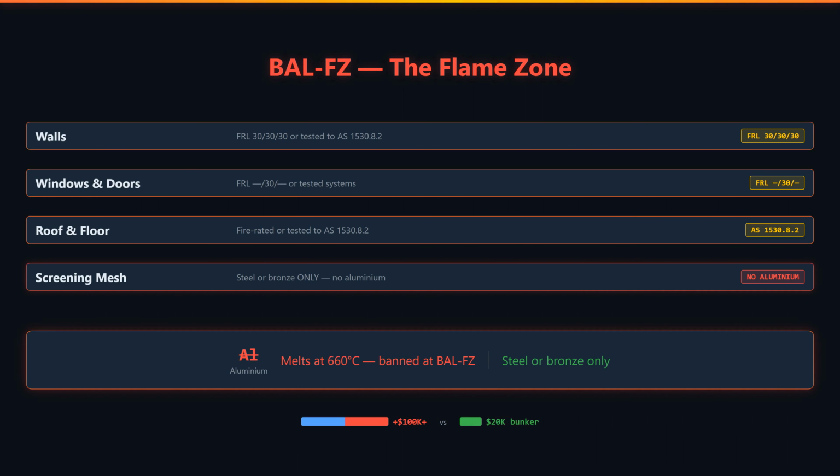For some building elements at BAL-FZ, there are no standard construction solutions. You can only achieve compliance through tested proprietary systems. This level can add over $100,000 to your build cost. Some consultants suggest a $20,000 bushfire certified bunker might be a smarter investment than upgrading every element to BAL-FZ.